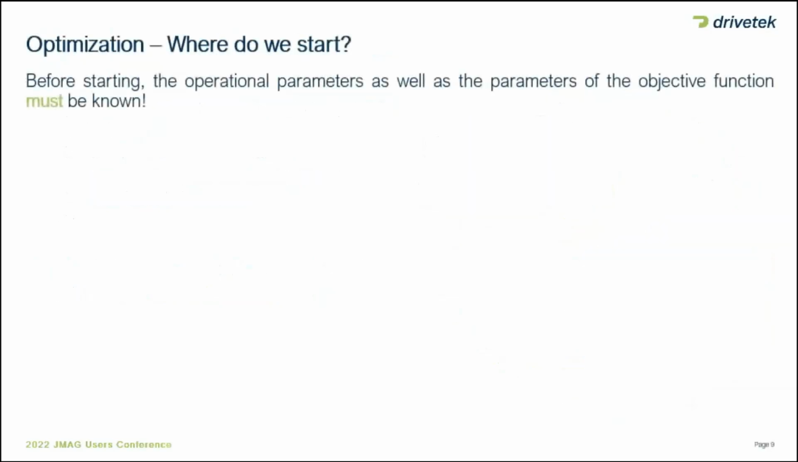Okay, an optimization is always something which at the base seems pretty straightforward, and it gets complex pretty fast. So before starting an optimization, what do we need to know? Mainly, those are the operation parameters of the machine, so the limitations or what the machine must be capable of, as well as the objective functions.